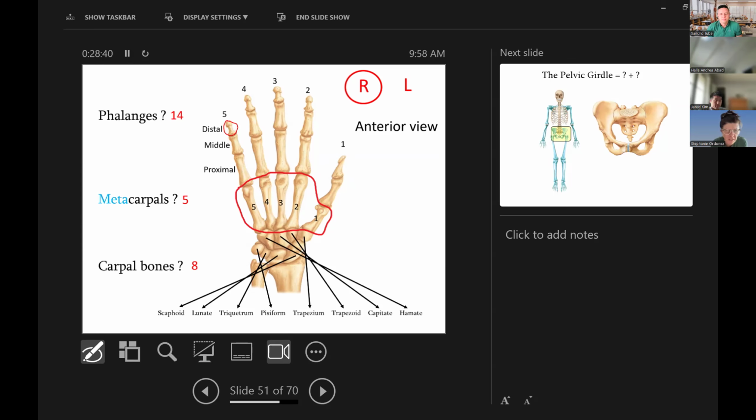Number 5, distal phalange. Almost, something is missing. Of the right hand. Of the right hand. Or you can say right number 5 distal phalanx. Or phalange is fine too.